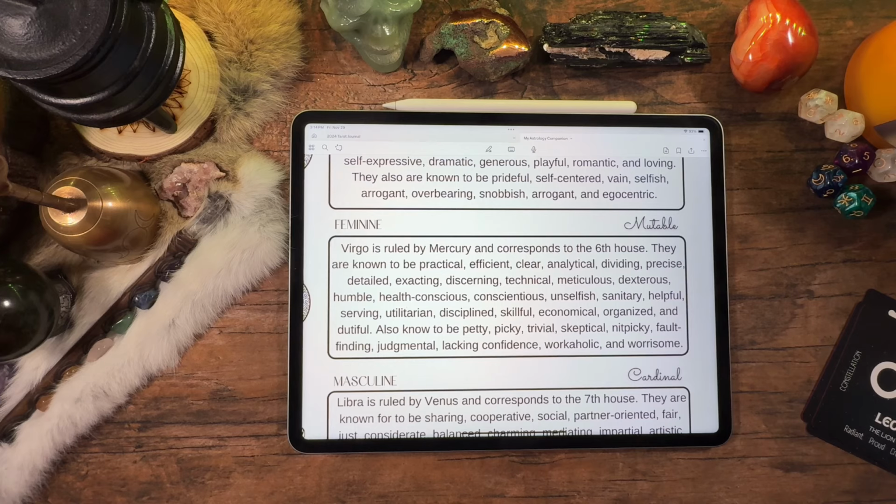They are known to be practical, efficient, clear, analytical, dividing, precise, detailed, exacting, discerning, technical, meticulous, dexterous, humble, health conscious, conscientious, unselfish, sanitary, helpful, serving, utilitarian, disciplined, skillful, economical, organized, and dutiful. Also known to be petty, picky, trivial, skeptical, nitpicky, fault-finding, judgmental, lacking confidence, workaholic, and worrisome.